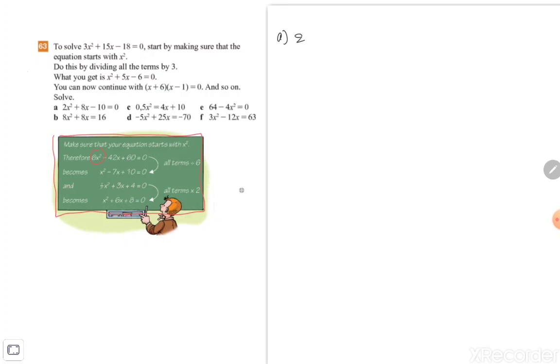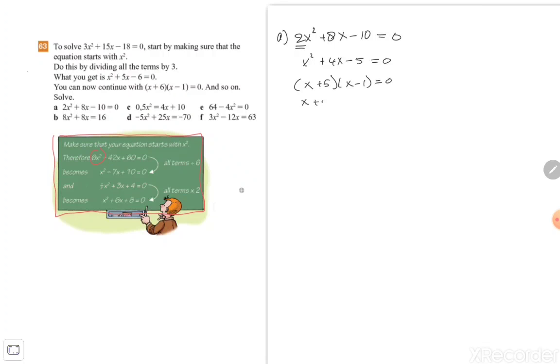The first one is 2x squared plus 8x minus 10 is equal with 0. So we need to divide everything by 2, because in front of the x squared there's a 2. If I divide 2x squared by 2, it's x squared. Divide the other one, 8x, then it will be 4x. And divide minus 10 by 2, then you get minus 5 is equal with 0. So what do I need inside the brackets? x plus 5 and x minus 1 is equal with 0.